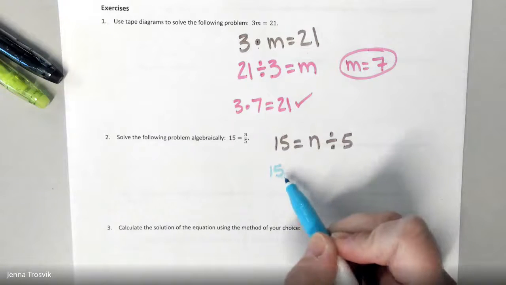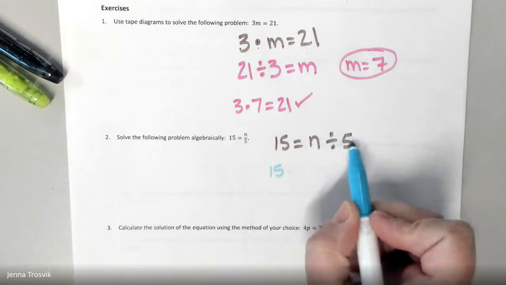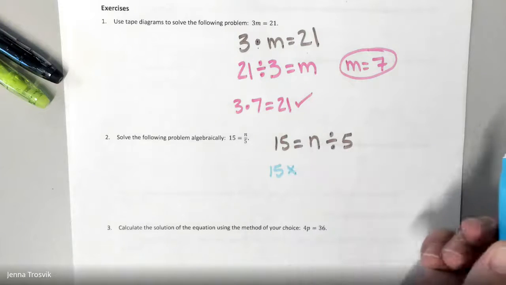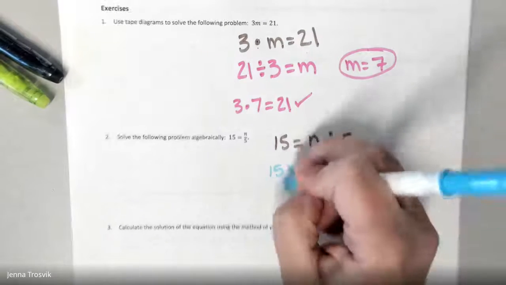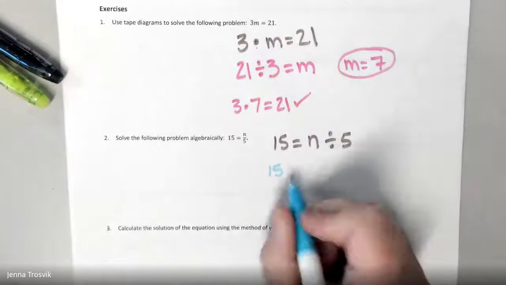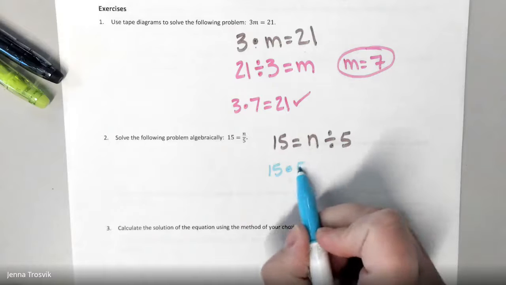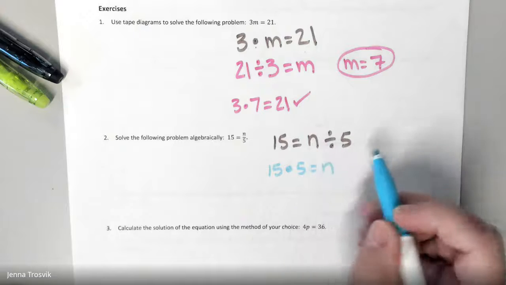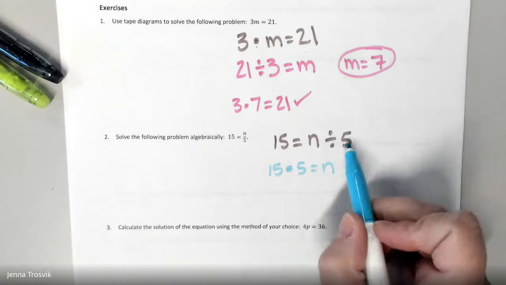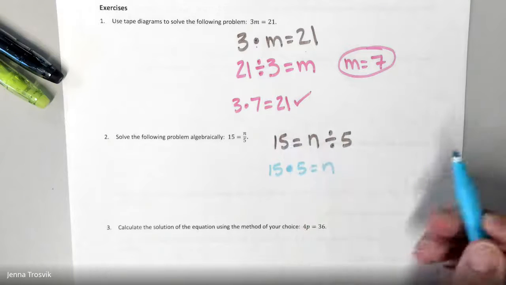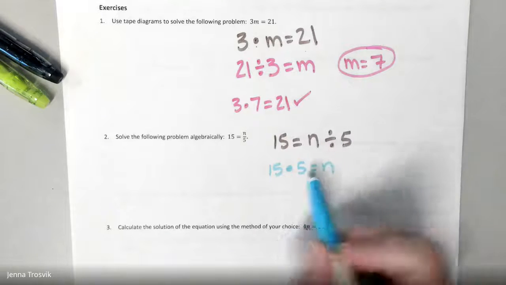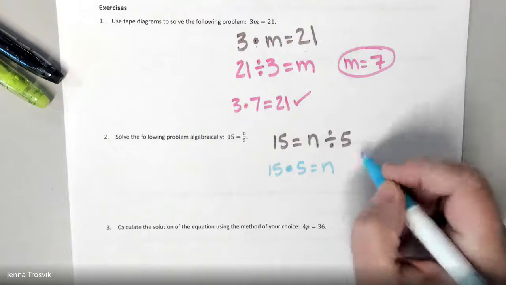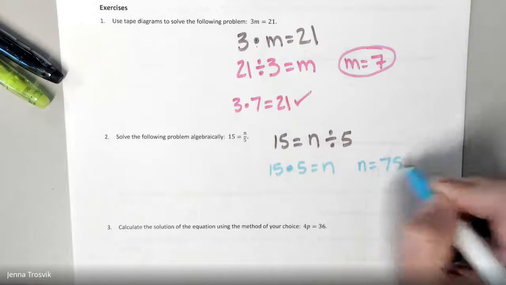So if 15 is my answer, and I'm wondering what divided by 5 equals 15, then I'm working my problem backwards, and I'm doing the opposite, and I'm multiplying 15 times, sorry guys, I'm not going to use an X, I'm going to use a dot to multiply, times 5, and that will give me n, because that's the missing big number, that total amount I'm missing. So how much did I split 5 into, or 5 groups to get 15 in each group? How much did I have total? 15 times 5 is going to give me 75. So n will equal 75.